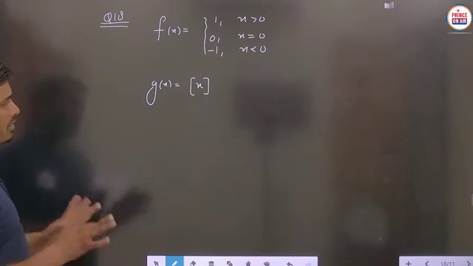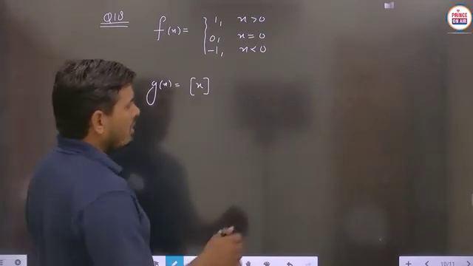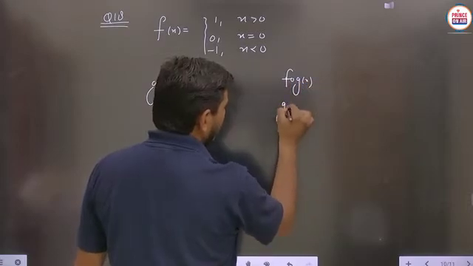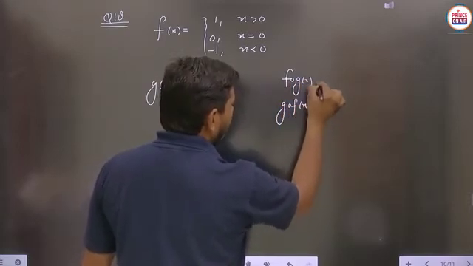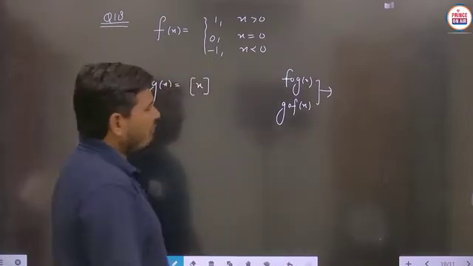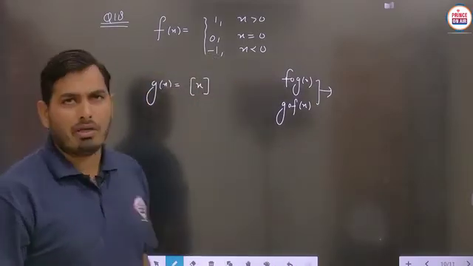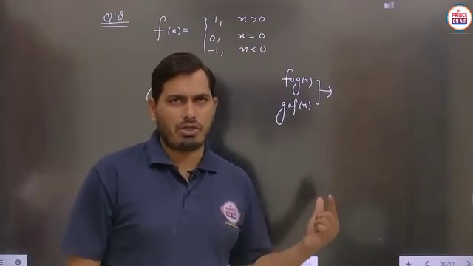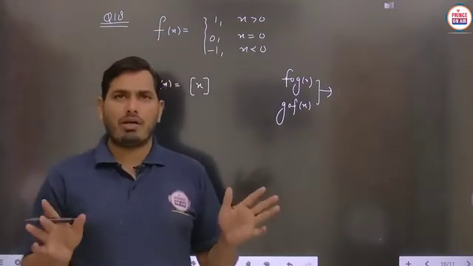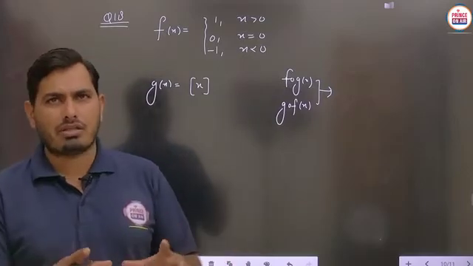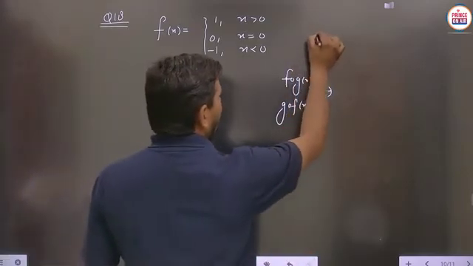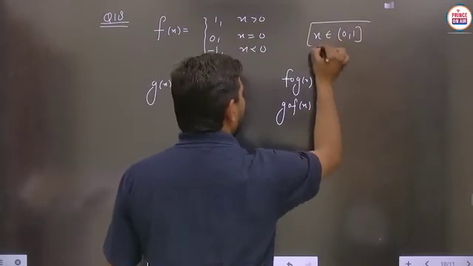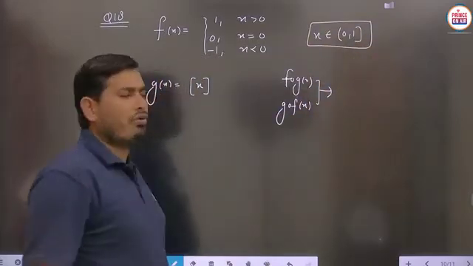Now students, in this question, we have to find the answer of fog(x) and gof(x). First of all, we have to calculate fog(x) and gof(x). Then if both the answers are found to be the same, and if we draw the graph of both the functions after composition and get the same graph, then definitely you can say that they coincide in this given interval, and the interval of x is given as (0, 1]. In this interval, we have to check whether fog and gof coincide or not.